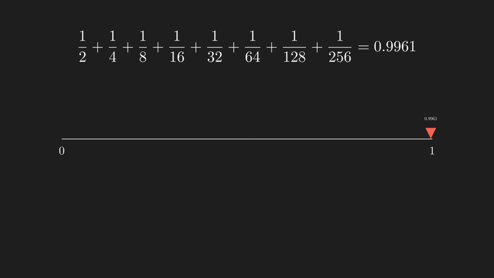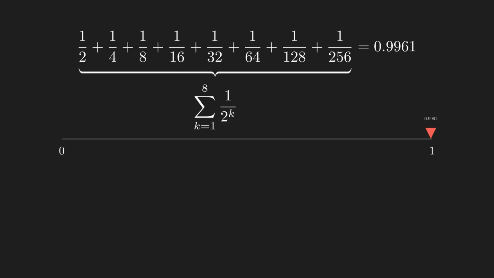This process follows a clear pattern. Each step is exactly half of the remaining distance from the previous step. We can write this pattern mathematically as the sum of 1 over 2 to the power of k, where the Greek letter sigma denotes summation. The index k ranges from 1, the first step, to 8, the final step in this case.